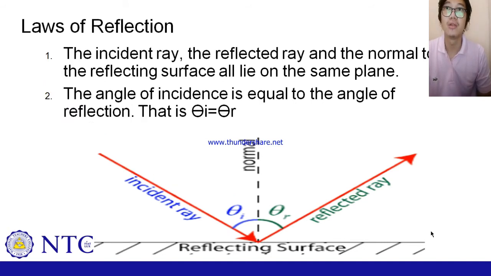Next, we move on to the laws of reflection. There are two laws of reflection. The incident ray, the reflected ray, and the normal to the reflecting surface all lie in the same plane. Meaning, as you can see on the diagram, the incident ray, the normal line, and the reflected ray are coplanar because they lie in the same plane. And number 2, the angle of incidence is equal to the angle of reflection. They are represented by θi and θr on the diagram, just below the normal line. They are both equal.